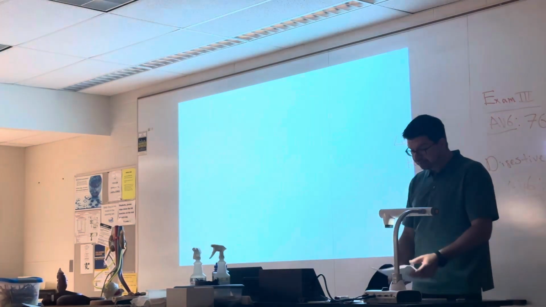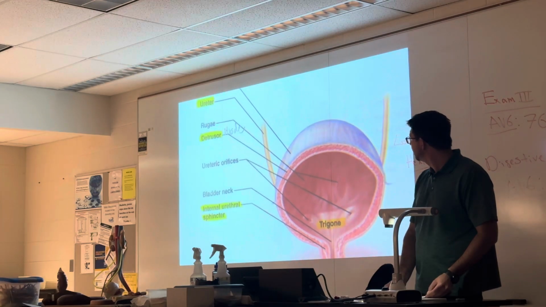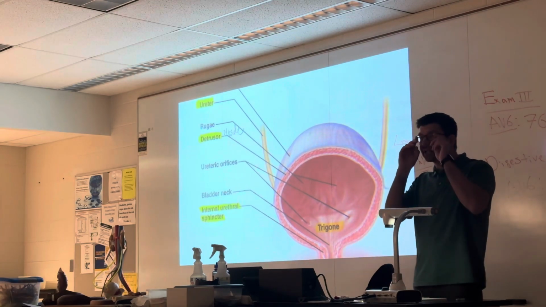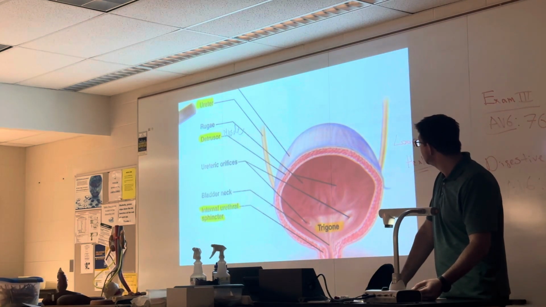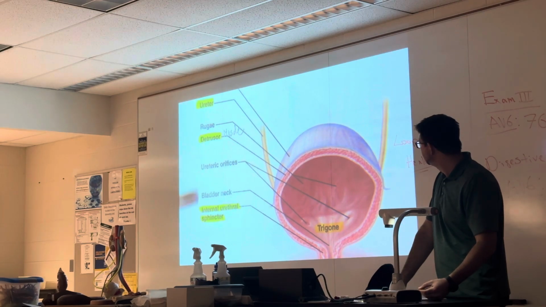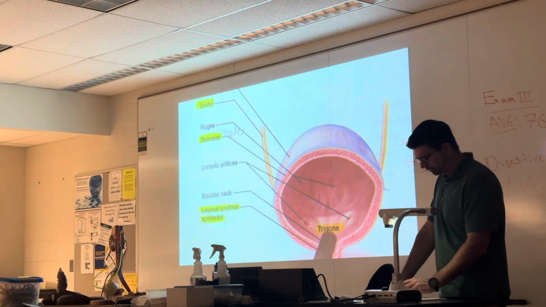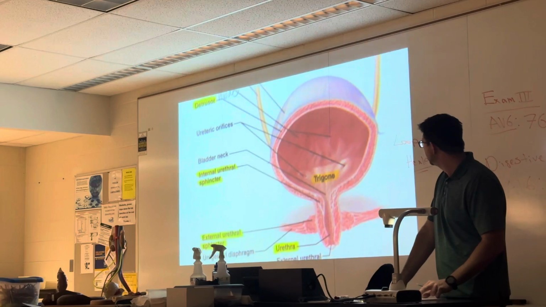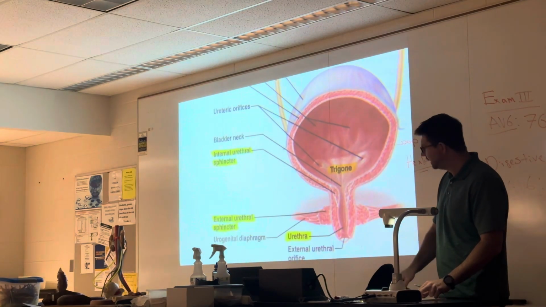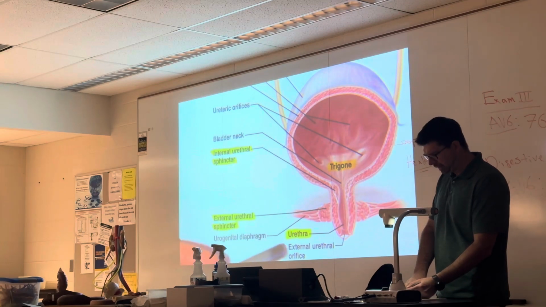Okay, and our last page here has the same structures, but now looking at the female system. Right at the top we have the ureter, detrusor muscle, internal urethral sphincter, right over here the trigone, and then moving a little below, we don't want to forget the external urethral sphincter and the urethra.